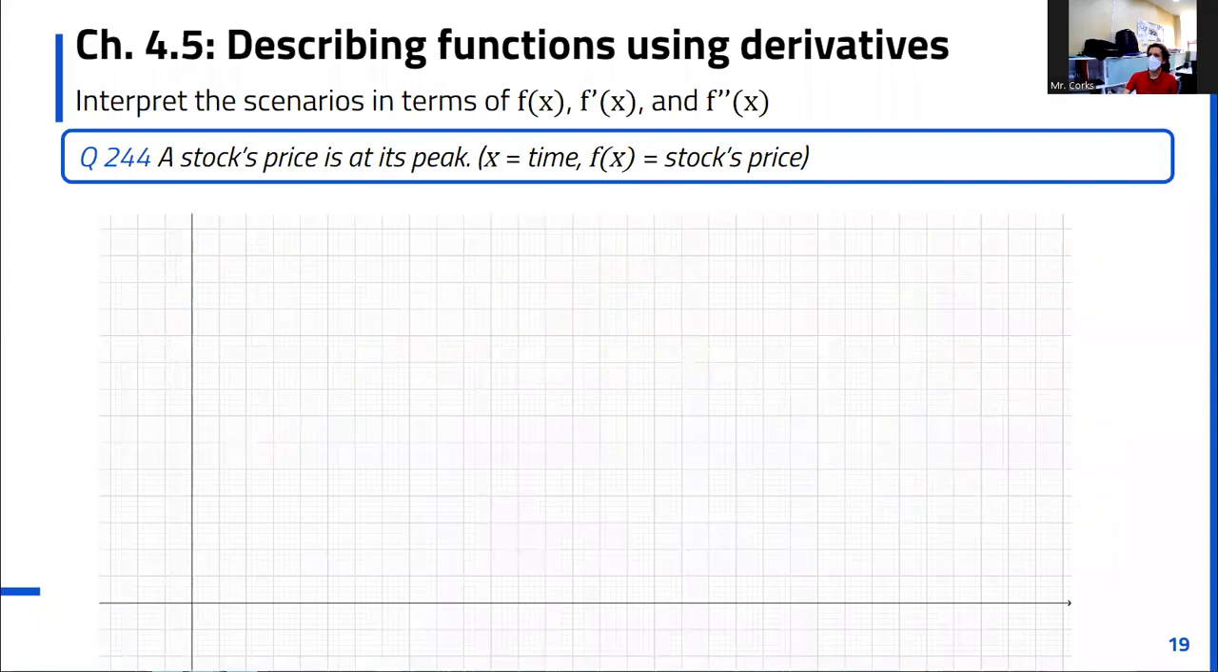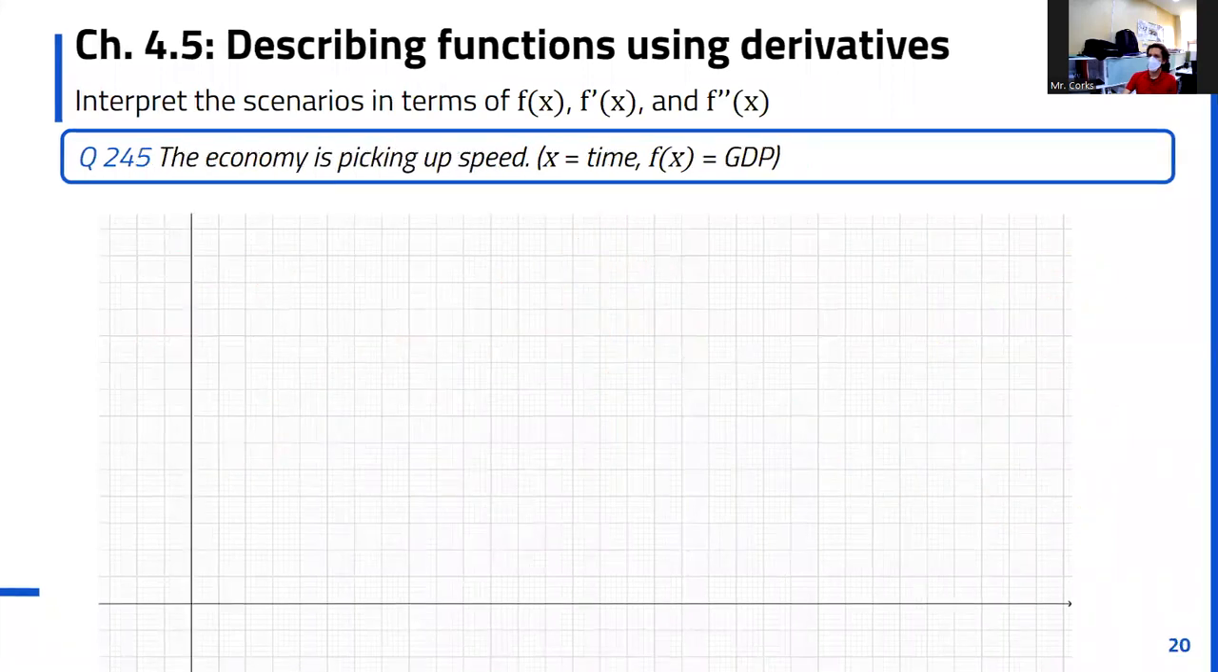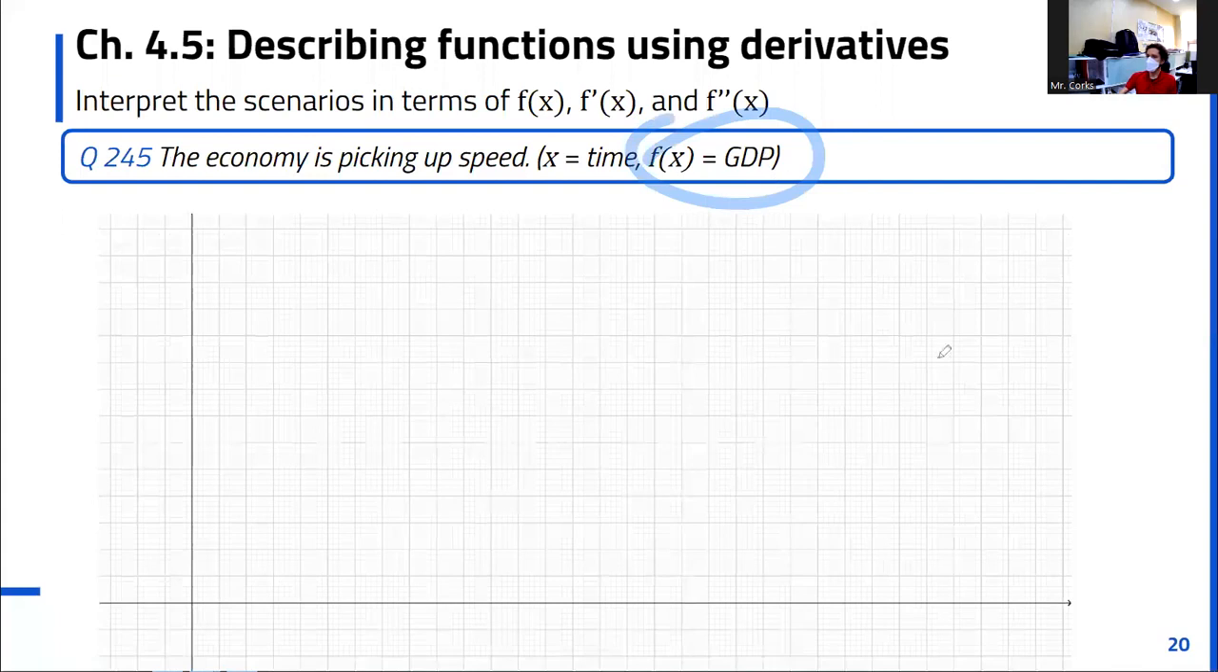All right, next one. The economy is picking up speed. So this is GDP, gross domestic product. It's just the sum of all the money made in a country. So that is always going to be positive.